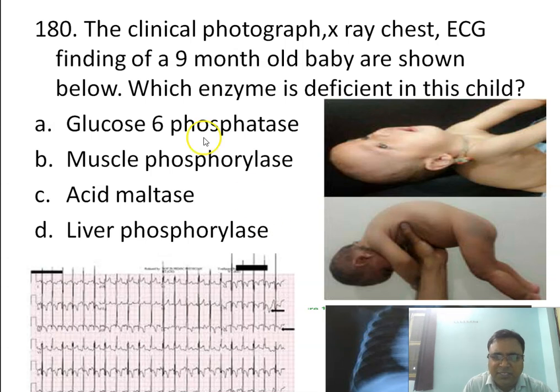We know this is Pompe's disease. Then next question is, which among the four is the enzyme defect? Is it glucose 6 phosphatase? Is it muscle phosphorylase? Is it acid maltase or liver phosphorylase? As you know, the answer is acid maltase. Pompe's disease, the answer is deficient enzyme is your acid maltase.